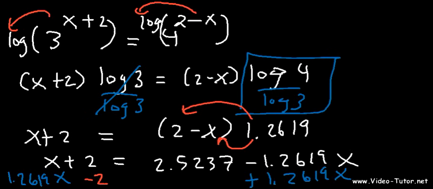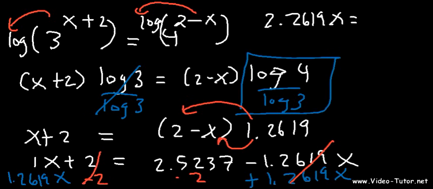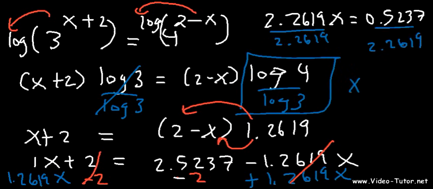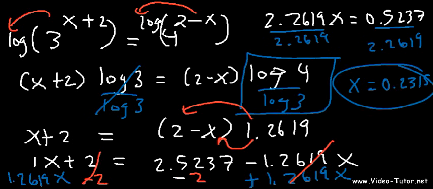And let's subtract both sides by 2. So this is going to disappear and that's going to disappear. So 1x plus 1.2619 is about 2.2619x. And 2.5237 minus 2 is about 0.5237. And so let's divide both sides by this number. And so now we can get our answer for x, which is about 0.2315. So that's the value of x.